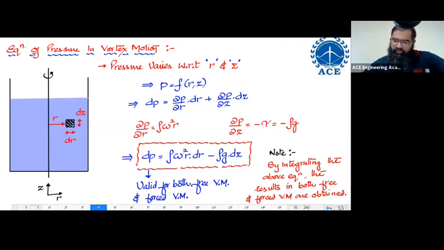This topic is there for GATE also, not only for IES. It is there for GATE also, especially for mechanical GATE. Questions from here have appeared multiple times.